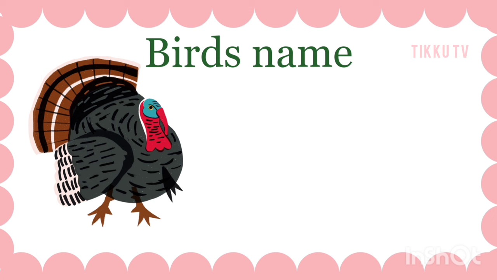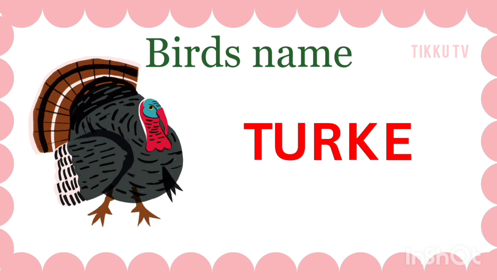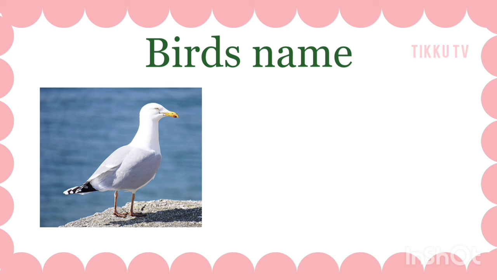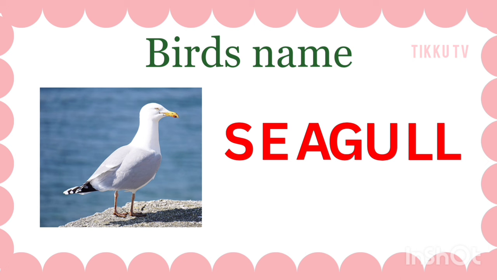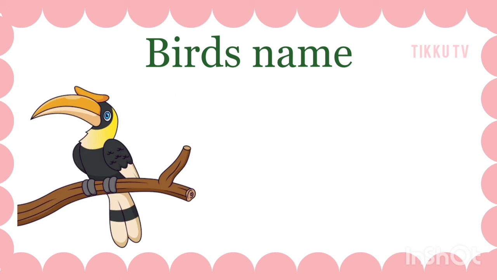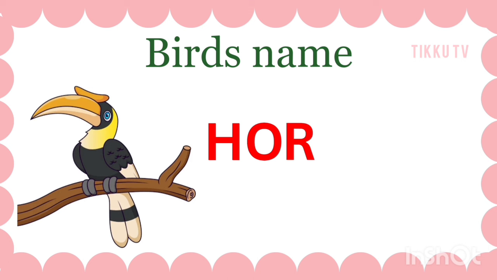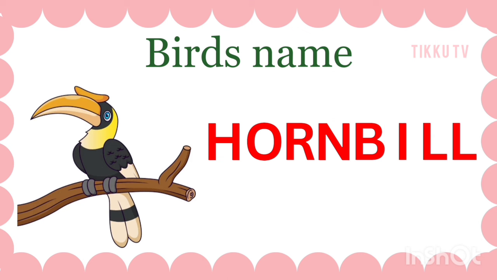Turkey. This is a turkey. It spells T-U-R-K-E-Y. Turkey. Seagull. This is a seagull. It spells S-E-A-G-U-L-L. Seagull. Hornbill. This is a hornbill. It spells H-O-R-N-B-I-L-L. Hornbill.